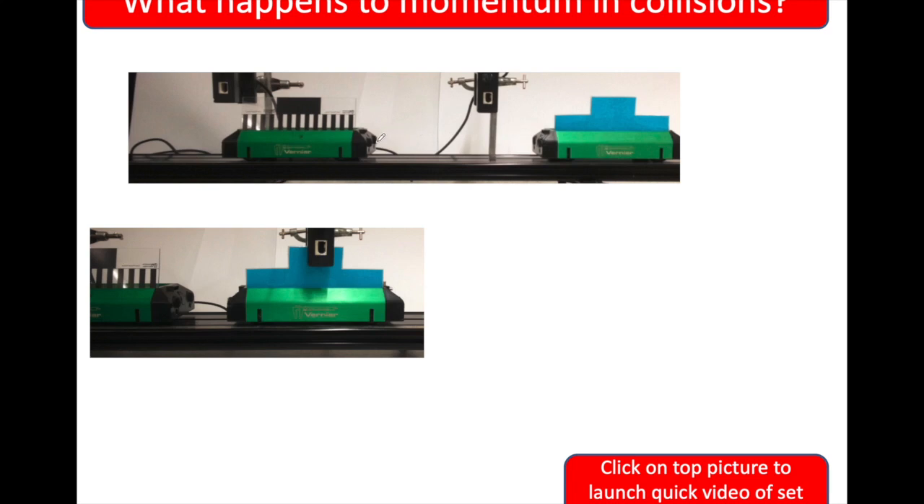Once it's gone through the light gate, make sure it all goes through first, it's going to stick with Velcro to this cart here, which also weighs 1 kilogram. That will slow the two down. So that's the collision. And once it's hit this and slowed down, this interrupt card will go through this light gate and it will measure the speed after the collision. So that will measure the speed before, that will measure the speed after.